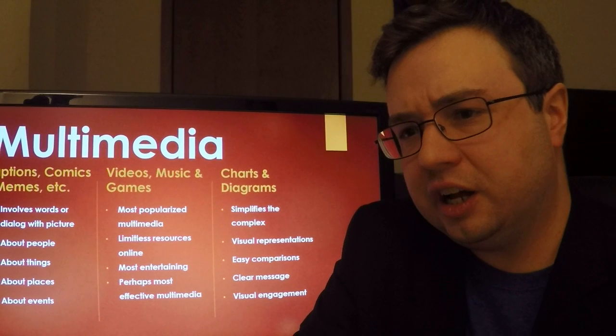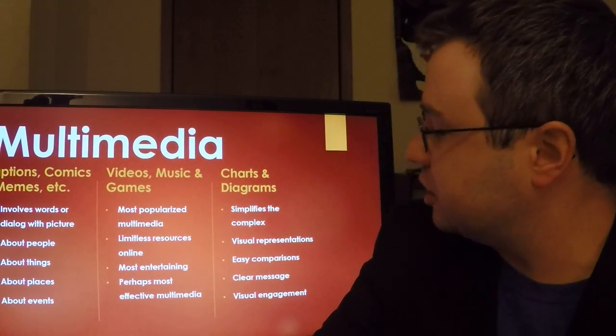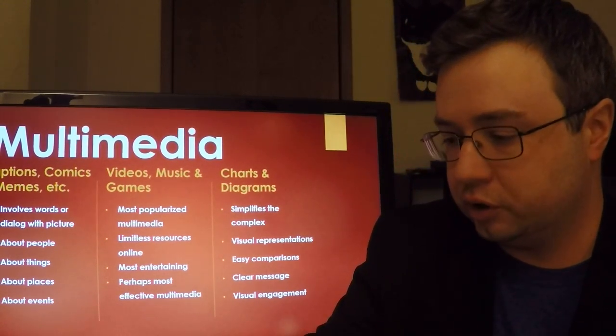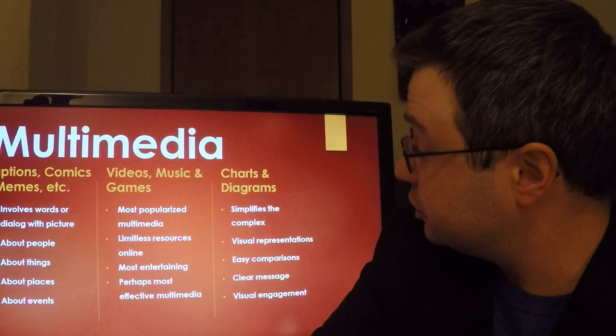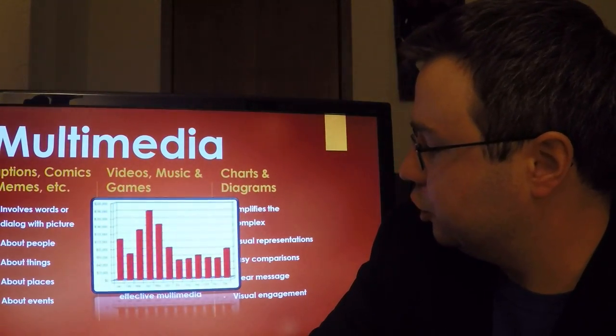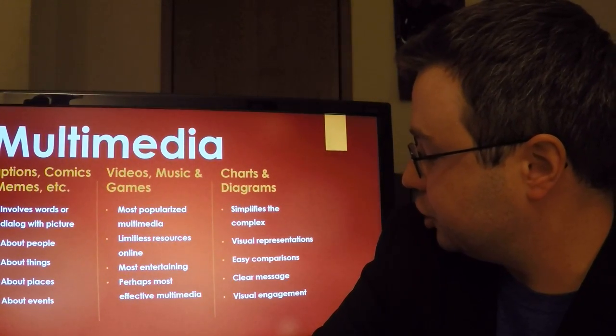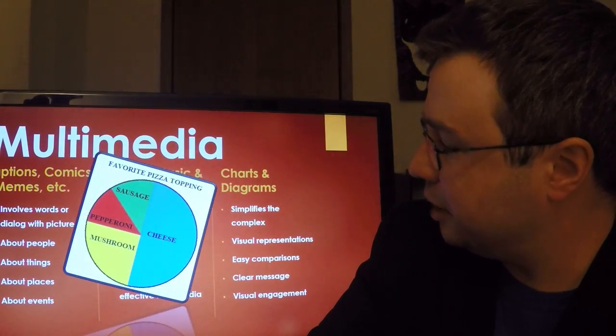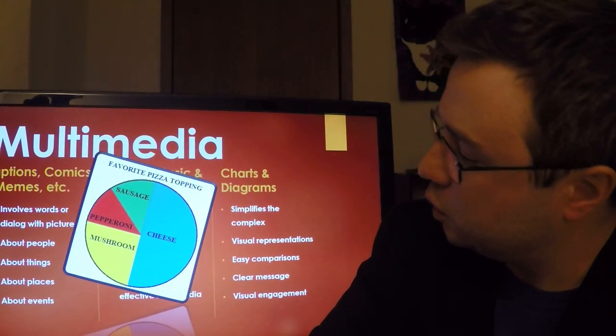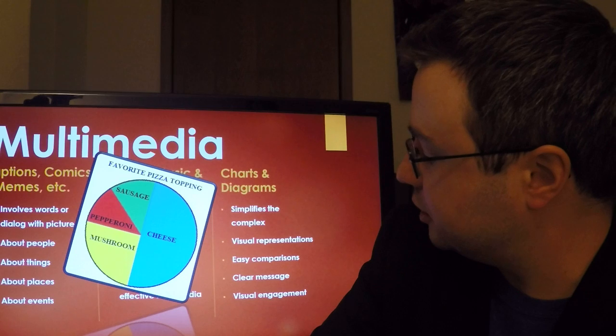So let's move quickly on to our next section here, charts and diagrams. Charts and diagrams are a real great thing where you can simplify the complex with a good visual representation. And it gives you easy comparisons of what's more, what's less, what's better, what's this, what's that.